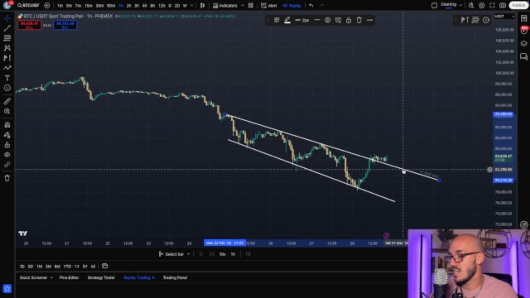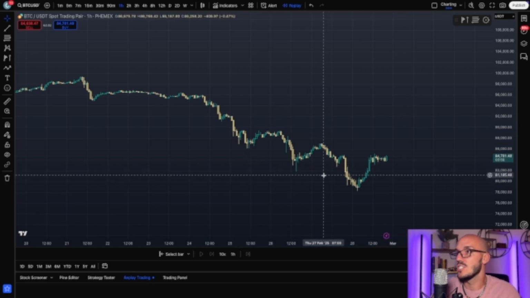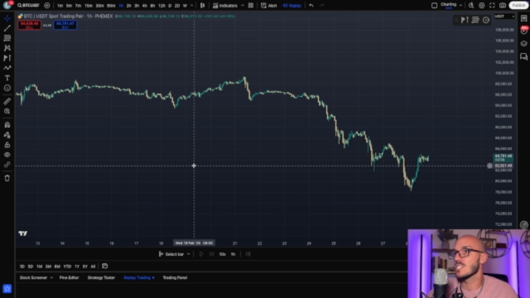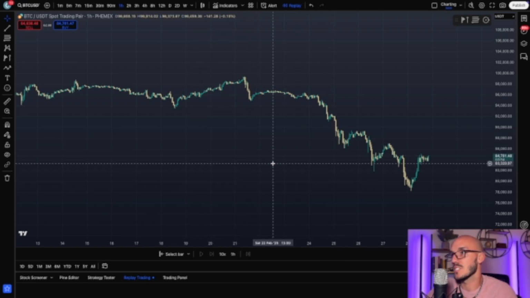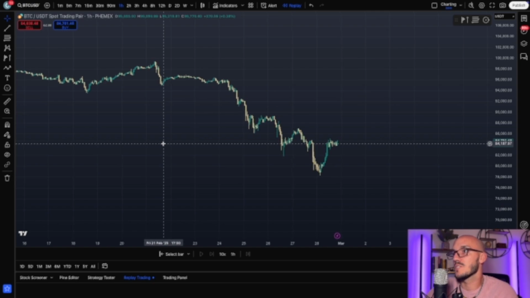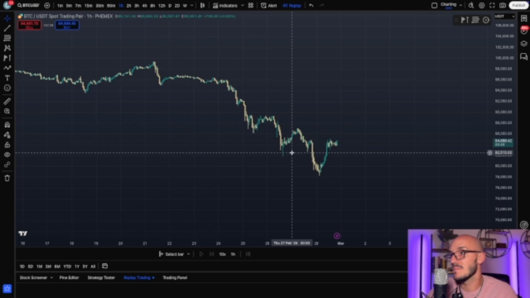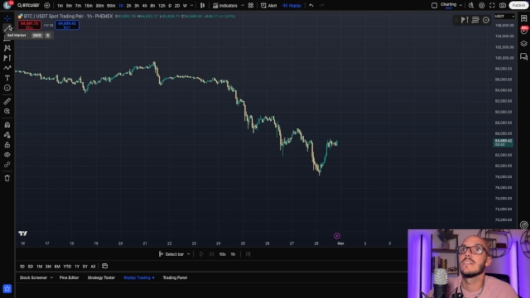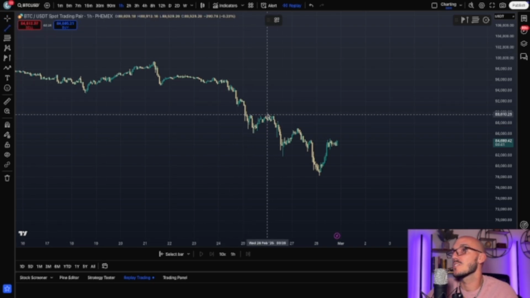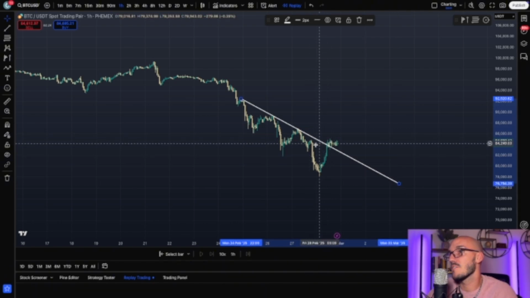But I just want to make clear, you never want to enter or exit trades just based off of trend lines alone. You want other areas of confluence. So whether that be, if a trend line corresponds with another level of support and resistance. Let's see if we can find an example here. So again, back to this little breakout right here.